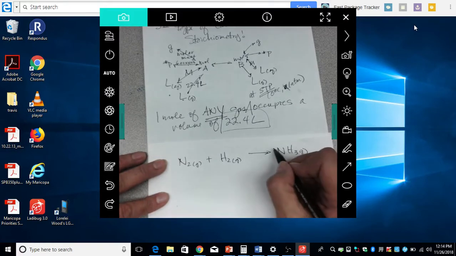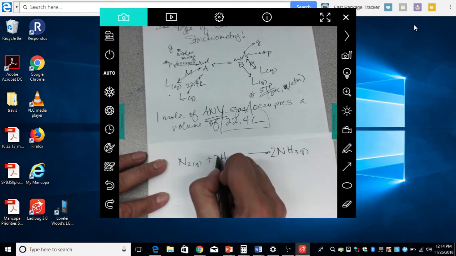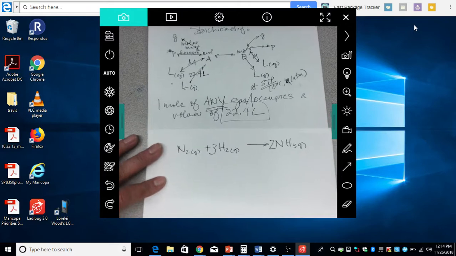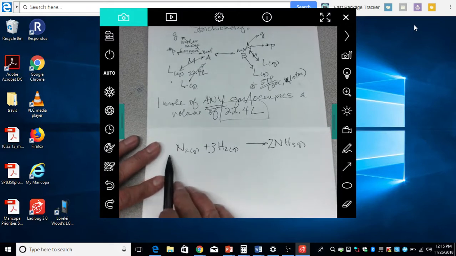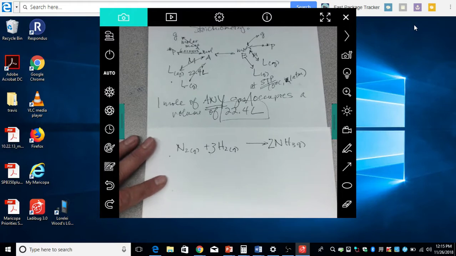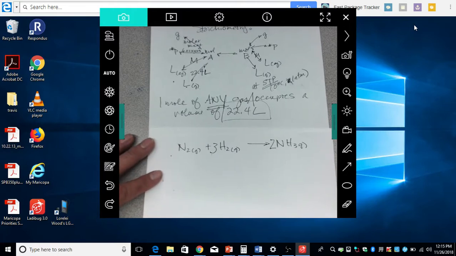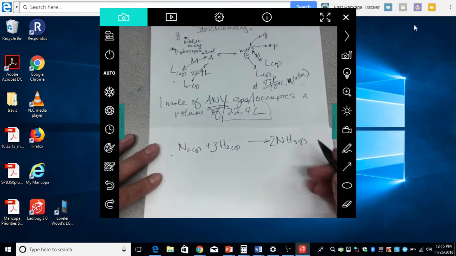Now to balance this, I know we need a 2 there and a 3 there. And the reason I like this gas equation is each of the coefficients is different, so it helps us make a comparison.